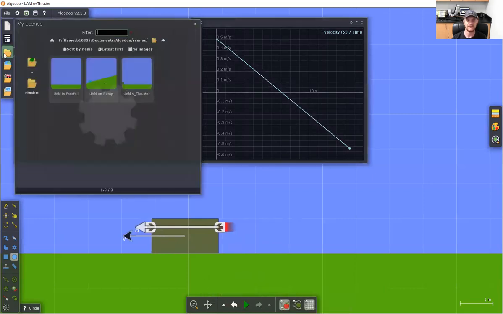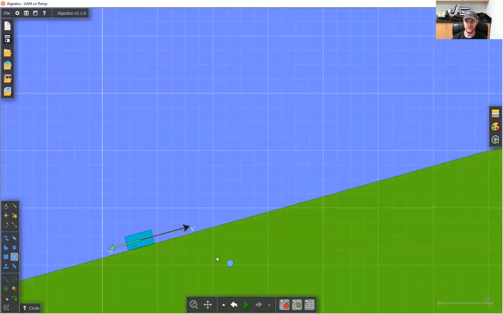Now check this out. Here's a slightly different situation where I have a velocity up a ramp and the acceleration actually points down the ramp. Now I don't need a thruster here. All I need is gravity. Gravity is actually going to create this acceleration that points down the ramp. Something to keep in mind when we study motion on ramps, which we're going to do quite a bit in this class, it definitely helps to think of your coordinate axes as being parallel and perpendicular to the ramp.